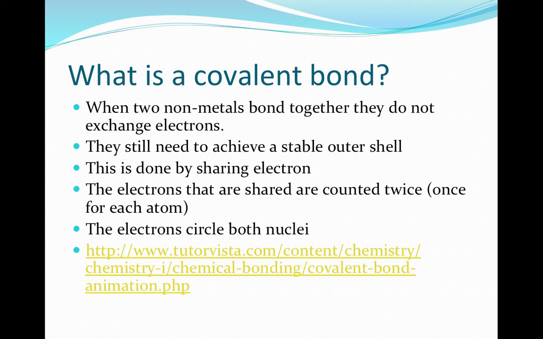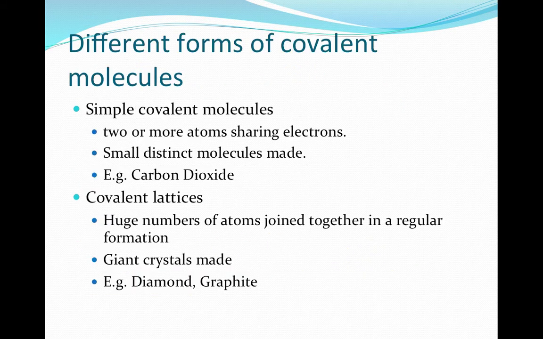covalently bonded together. So a covalent bond, we're not swapping electrons, because a covalent bond is two nonmetals and both of them therefore want to gain electrons. So instead of that, they share. And by sharing them, we have electrons that circle both nuclei and are therefore going round and round both of them and get counted twice.